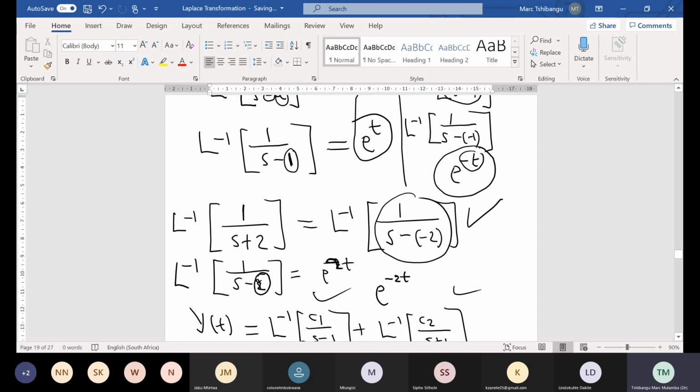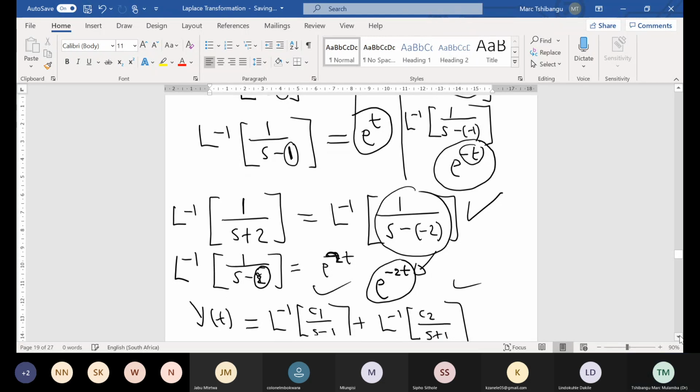Remember, initially we had 1 over s minus a, and here we have 1 over s minus 2. So our a is 2. We sub 2 in the original expression. Hence, the inverse Laplace transform of 1 over s minus 2 is e to the power of 2t. However, when you have 1 over s plus 2, then you're going to end up with e to the power of negative 2t. Please do not be confused.